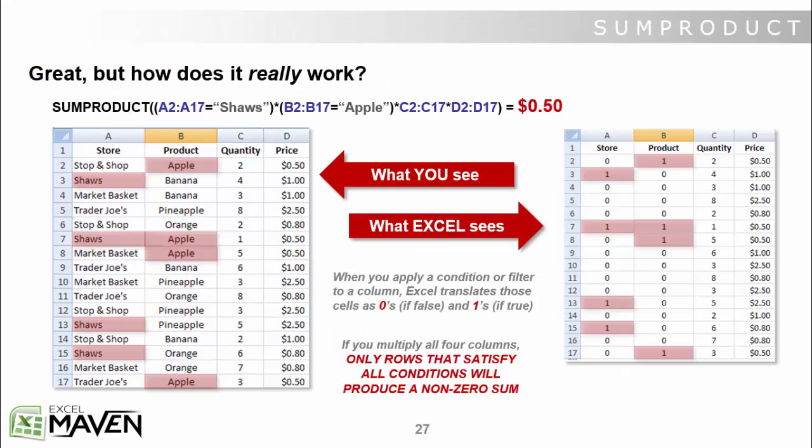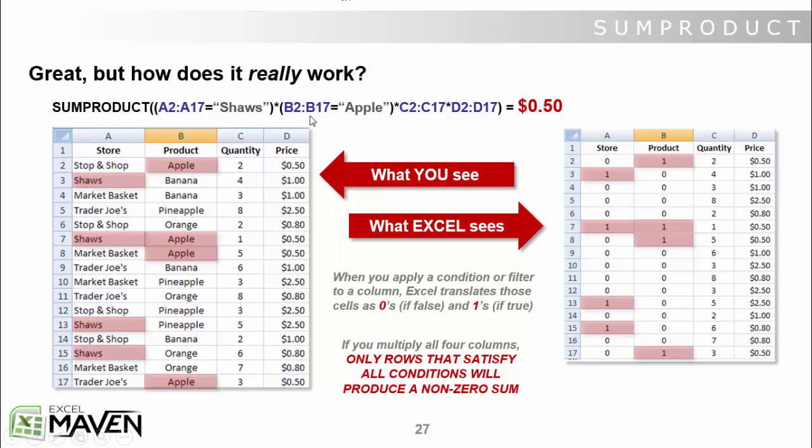One way to peek under the hood and understand how it's really working is to compare how you see the data versus how Excel is interpreting the data. Anytime you've got a filter here, it's essentially a logical test that Excel evaluates behind the scenes. So when I say A2 through A17 equals SHAs, that gets translated on the back end into a series of zeros and ones, where it's a 0 if my test is false, so if the store does not equal SHAs, and a 1 if my test is true.